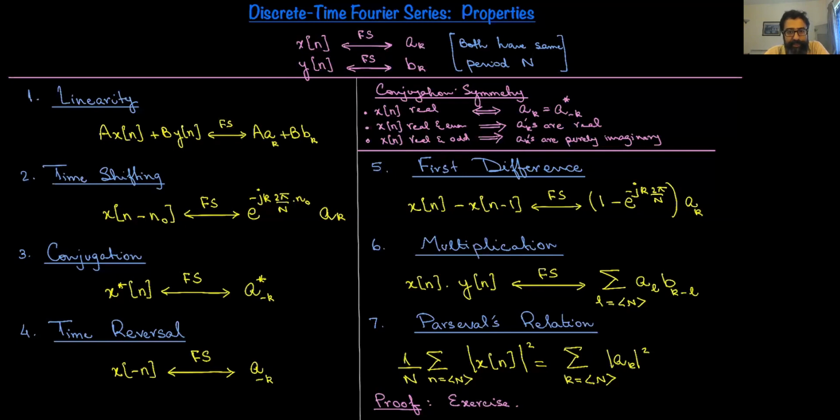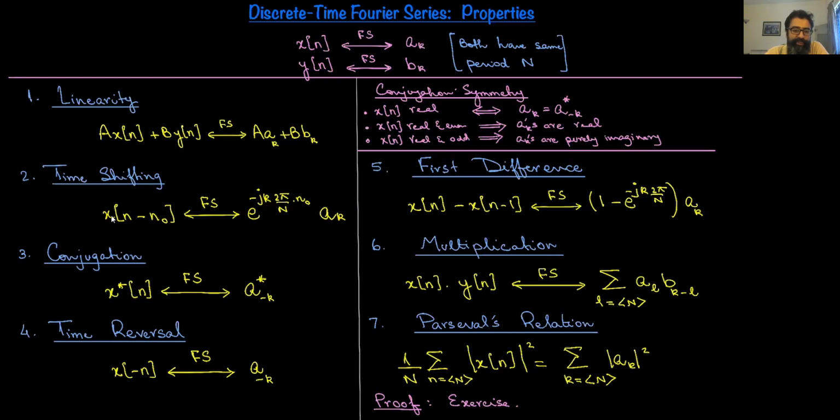First off, if x of n is periodic, it has Fourier series coefficients a sub k, and y of n is another periodic signal which has Fourier series coefficients b sub k, and of course the assumption is both of them have the same period. Then linearity is pretty straightforward. The Fourier series coefficients of this sum ensure that in the Fourier domain the coefficients are also the superposition. So capital A times a sub k plus capital B times b sub k, which is exactly the same as we had in the continuous time case.